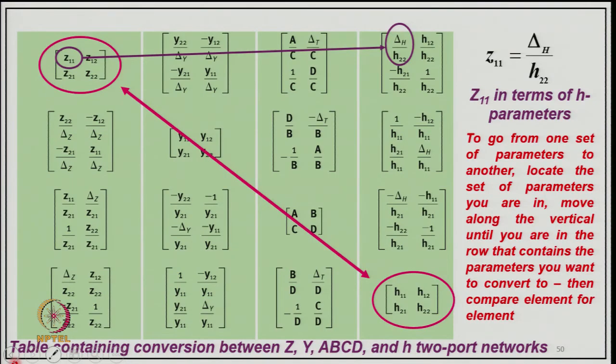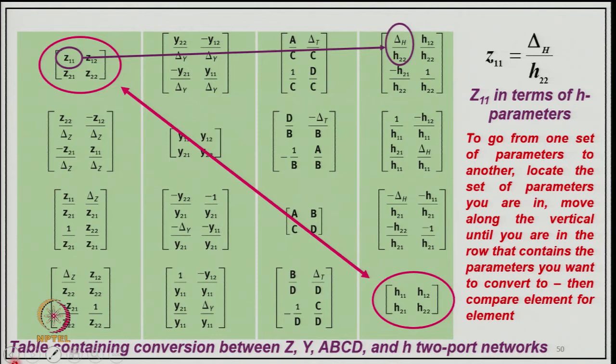So, this is the matrix, you can say a 4 by 4 matrix, and here we can have Z11 equal to delta H upon H22. Typically, if you want to find the Z parameters in terms of H parameters, you can have this matrix in this form.